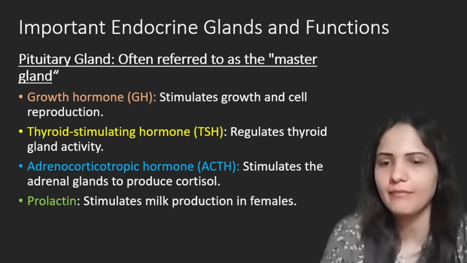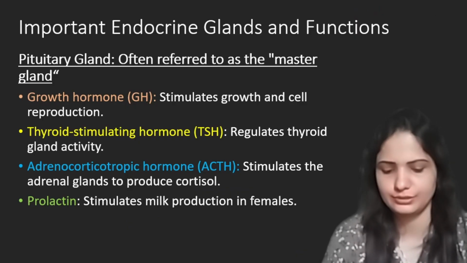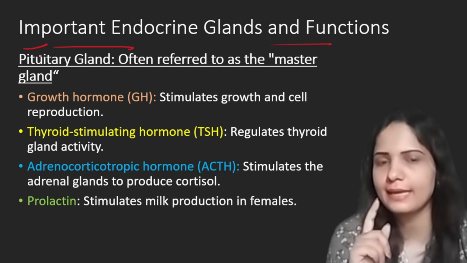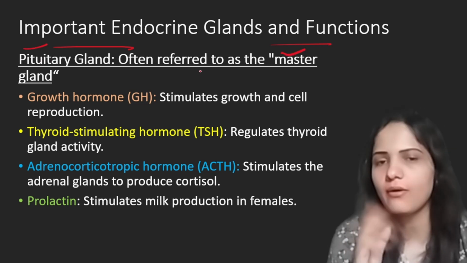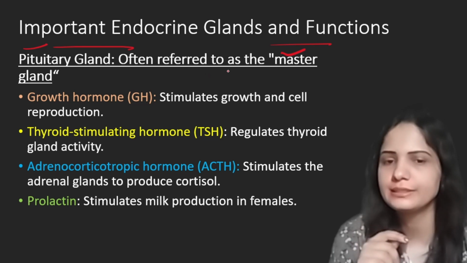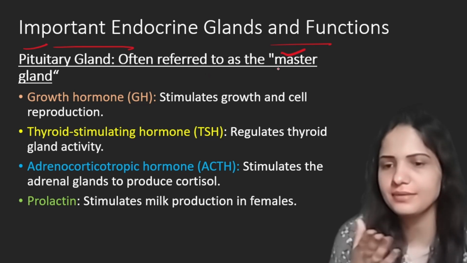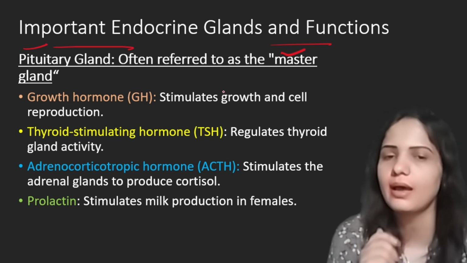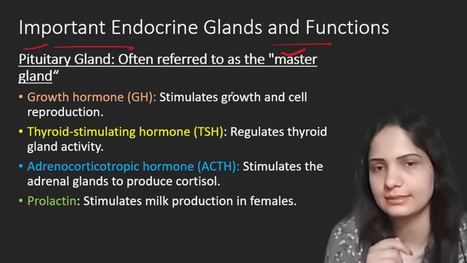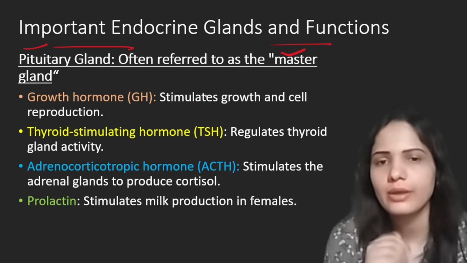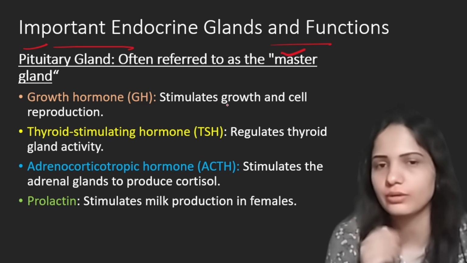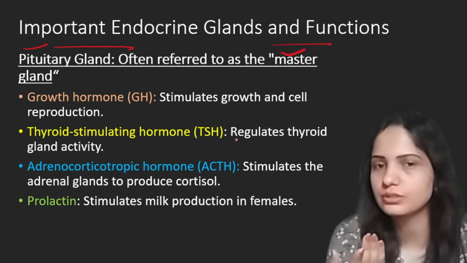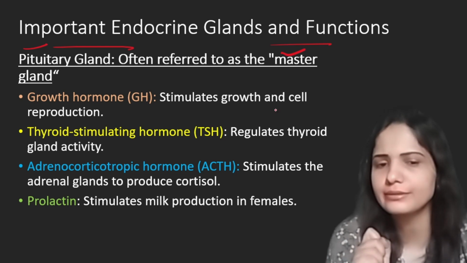And now here we have important endocrine glands and functions. First we have the pituitary gland, and the pituitary gland is located near our brain. We often refer to the pituitary gland as the master gland. Why do we say the pituitary gland is the master gland? Because it controls the secretion of other glands. It regulates their secretion. The pituitary gland will tell them when to secrete their hormone and when not to. This gland regulates other glands through its hormones. So we say the pituitary gland is a master gland.